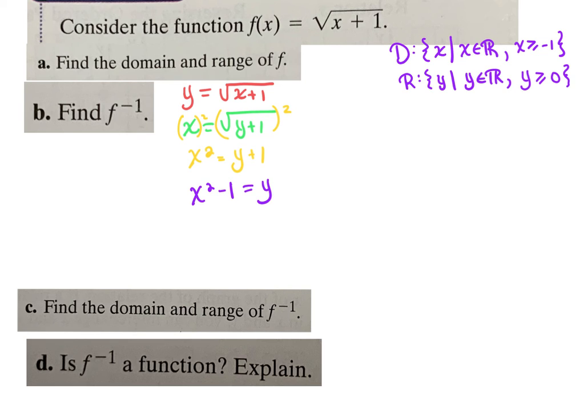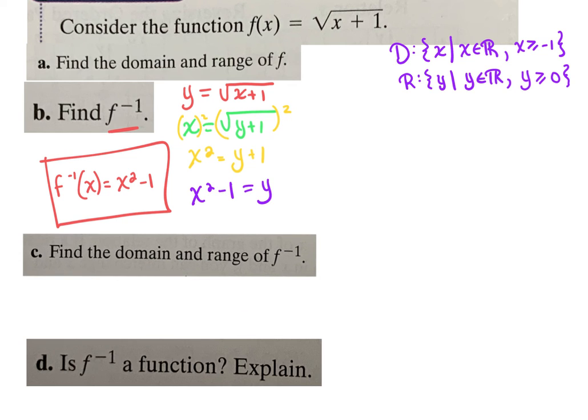Now my last step is to write it in the correct notation. If I'm looking for f inverse, that's how I want to write it. So I want to say f inverse of x equals x squared minus 1. This is my answer. I found the inverse.